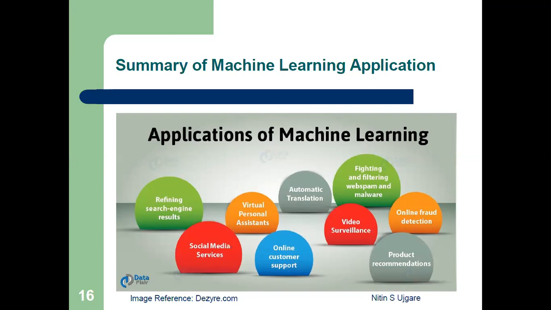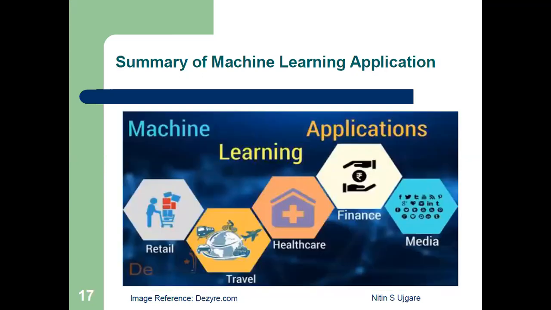So in summary, you can see that all these applications of machine learning have been categorized into domains. And what are these domains? The machine learning applications in the retail domain, in travel, in healthcare, in finance, and in the media.